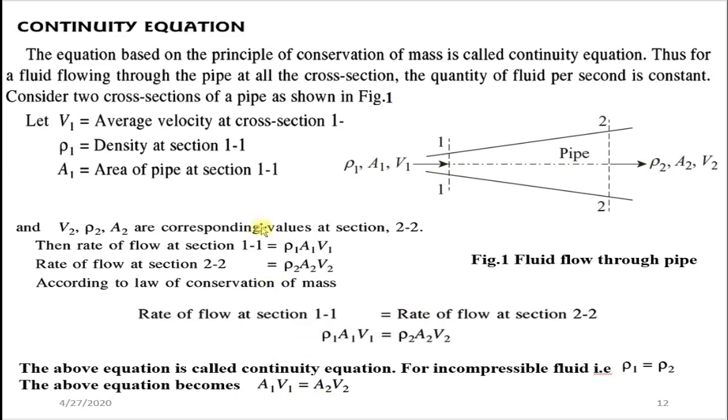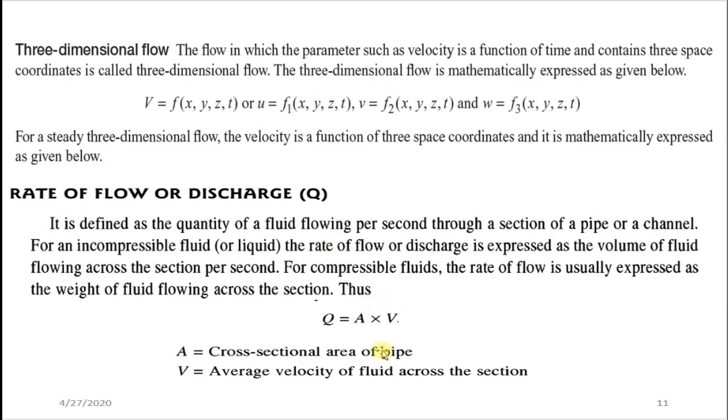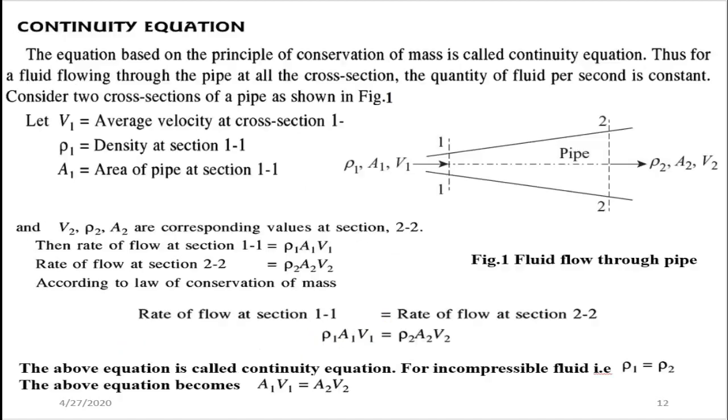Discharge equation, volumetric flow rate, is area into velocity. What is mass flow rate? That is rho into area into velocity. Rho into Q is nothing but mass flow rate. Density into discharge will give you mass flow rate. Please remember, in a continuity equation derivation we need mass flow rate. We are deriving the equation for conservation of mass for fluid flow through a pipe, the continuity equation.